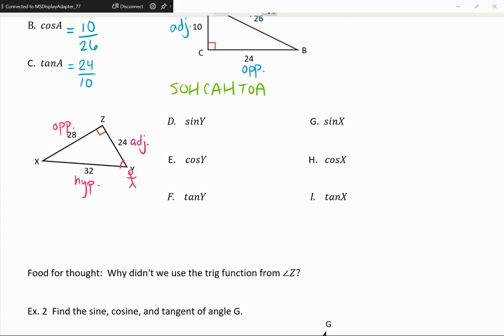All right, so SOHCAHTOA. First, ask for the sine of y. The sine is represented in the SO by the opposite over hypotenuse. So the sine of y. Let's see, I just said that the opposite was 28. And the hypotenuse is 32.